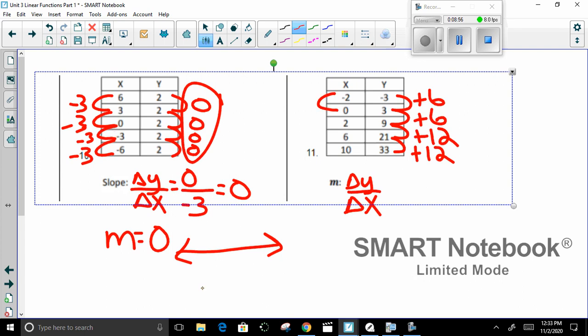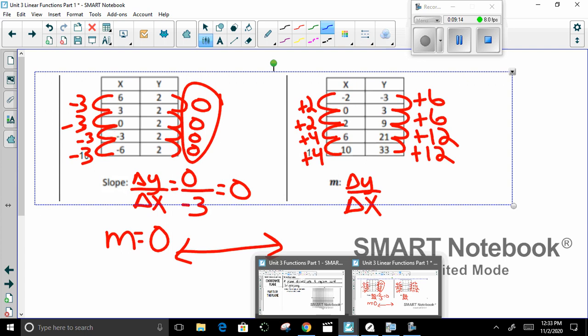From -2 to 0, I'm adding 2. From 0 to 2, I'm adding 2. From 2 to 6, that's not adding 2. That looks to me like it's adding 4. And from 6 to 10, I'm adding 4. So notice, it's not consistent every time. So I'm going to check each one separately.